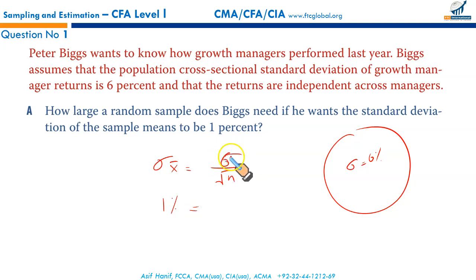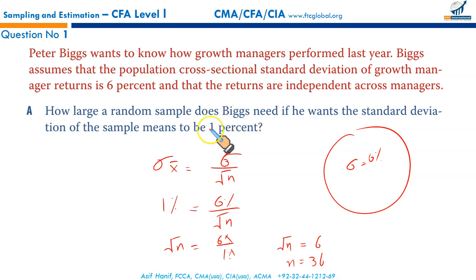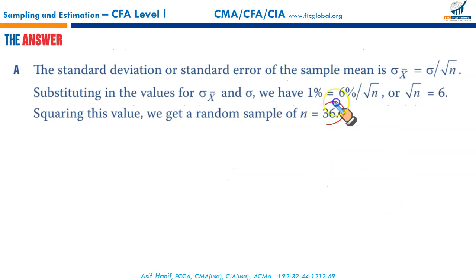And this is not 6, remember, it's the population standard deviation, so it's 6% over √n. Simply take n to the other side: it's 6% by 1%, taking the square on both sides, the percentage sign would be cancelled. So you have √n = 6, squaring gives you 36. So the random sample of n would give you the standard deviation of the sample mean of 1%. You just need to plug the numbers in the formula and get your results. So it's 36.